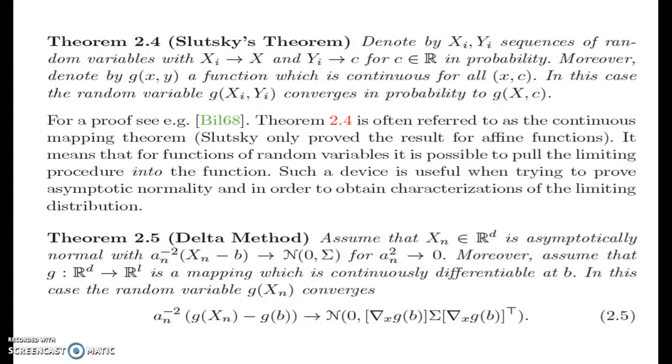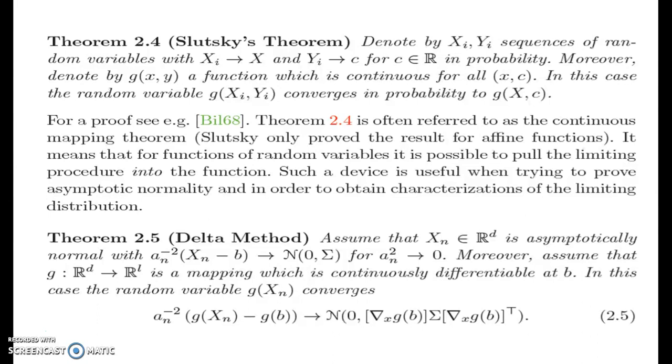For a proof, theorem 2.4 is often referred to as the continuous mapping theorem. Slutsky only proved the result for affine functions. It means that for functions of random variables, it is possible to pull the limiting procedure into the function. Such a device is useful when trying to prove asymptotic normality and in order to obtain a characterization of the limiting distribution.